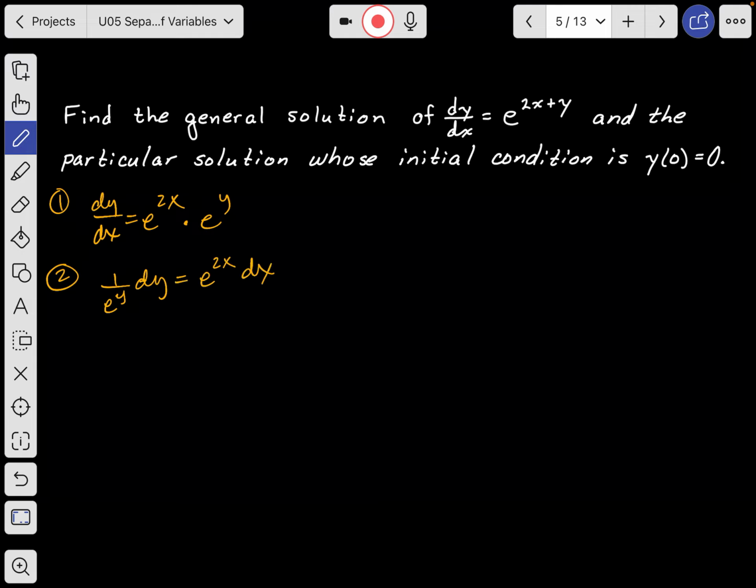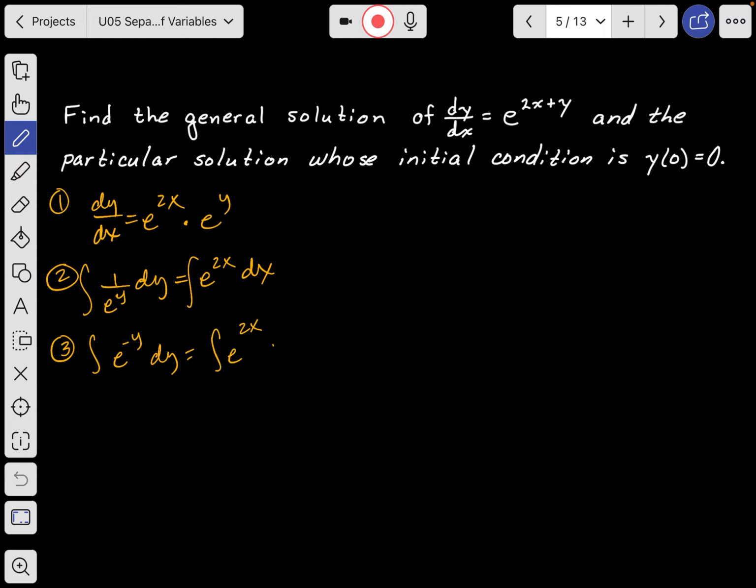Okay, so then I need to integrate. And what I notice here is that I've got a u substitution going on because I have this 1 over e to the y. In fact, I'm going to go ahead and rewrite this a little bit, e to the negative y. So my function within the function is right there in the exponent.